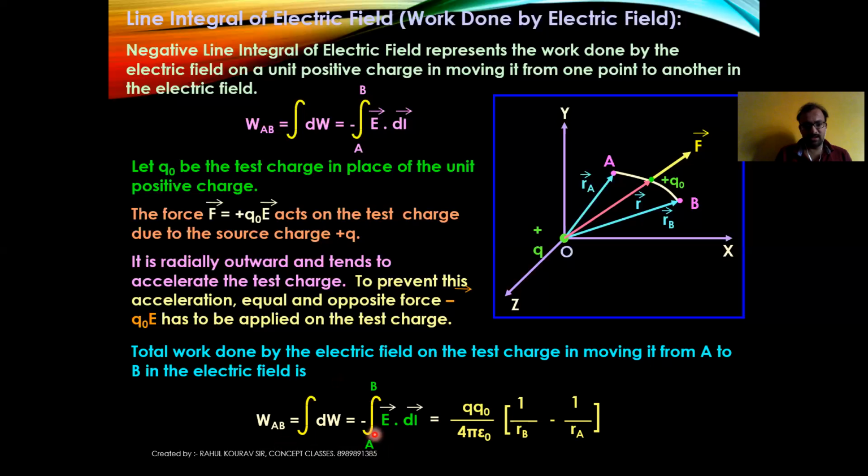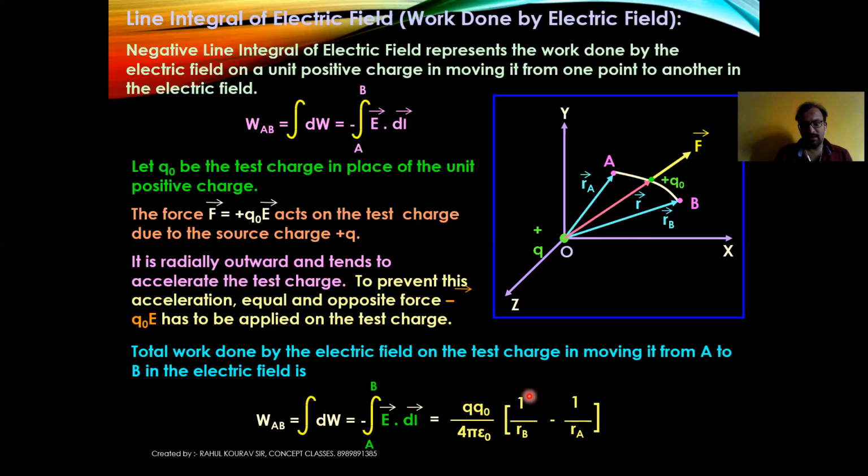This is minus, since we are applying an equal and opposite force, which equals E dot dl. We know the value of E is the product of charges upon 4 pi epsilon naught, times 1 by r. So we can write this as Q into Q naught, 1 upon 4 pi epsilon naught, times 1 upon RB, where RB is the position vector of B, minus 1 upon RA, where RA is the position vector of point A, because we are moving from A to B.